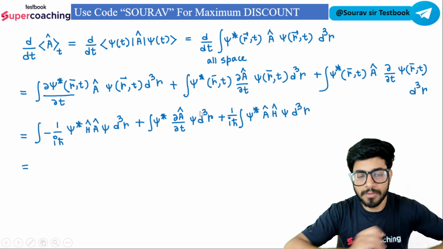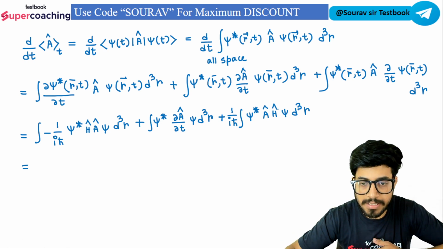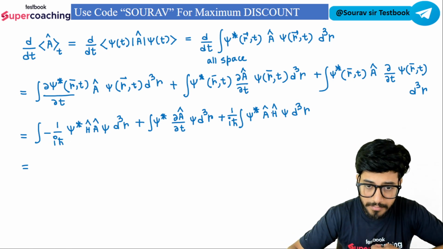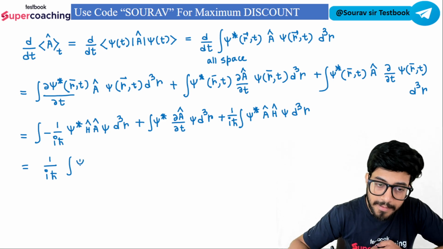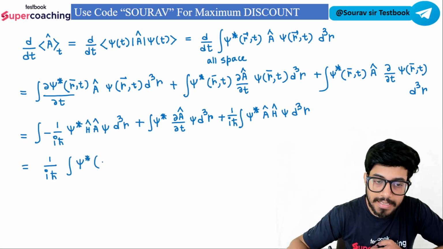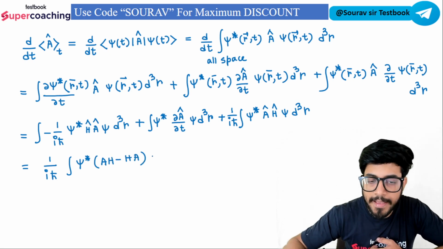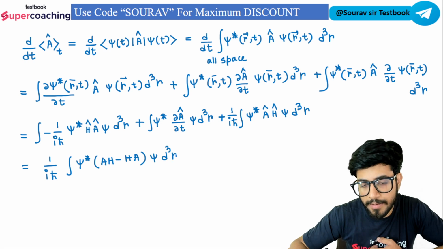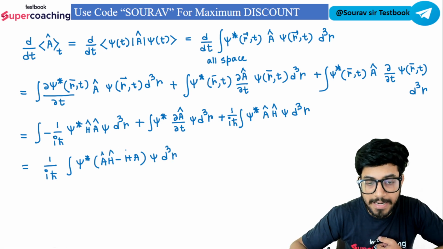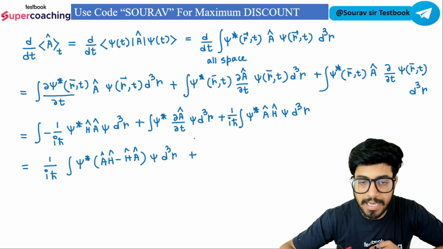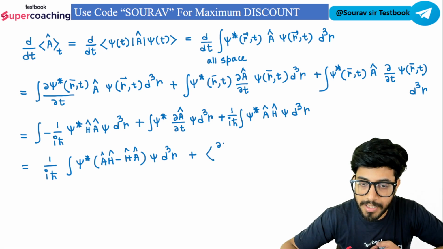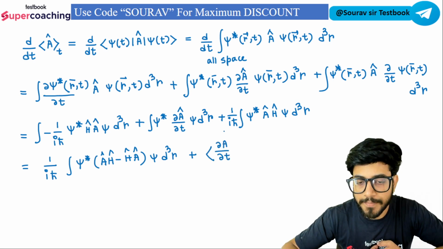Then of course you all know what you can do. Just take these two things, common 1 by i h cut. You're going to get 1 by i h cut; if I take common, I'm going to get integration psi star, here it is A H minus here it is H A, then psi, then d cube r. Well, of course, you know that AH minus HA is basically the commutator between A and H, and this is basically an expectation formula. Plus this thing I can very well write down as an expectation value of partial differentiation of A cap with respect to t.